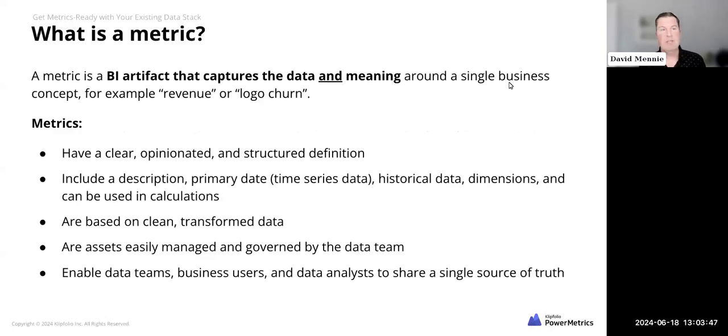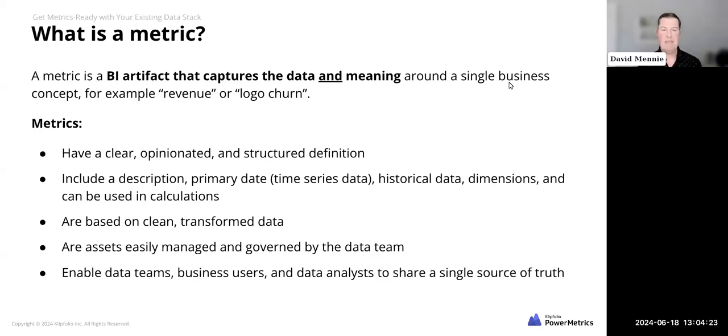So I thought a really good place to start is, what is a metric? And to us, a metric's always been a first-class object in our system. It's really a BI artifact that captures the data and the meaning around a single business concept. And so you've probably heard of things like revenue and MRR, logo churn. There's literally thousands of metrics out there. But as long as there's a clear, opinionated, and structured definition of what that is as a calculation, its meaning, its metadata, and how it should be used, that's what we refer to as a metric.